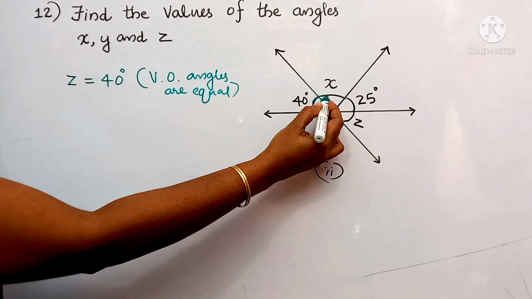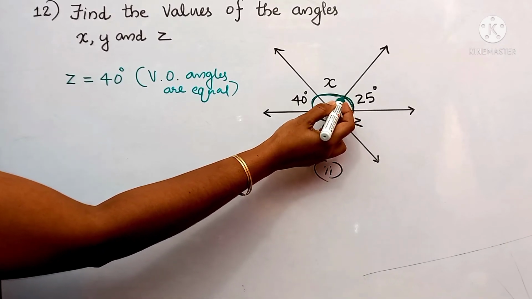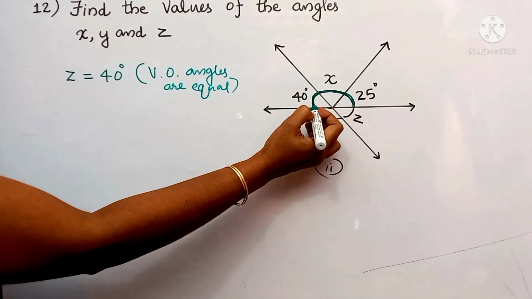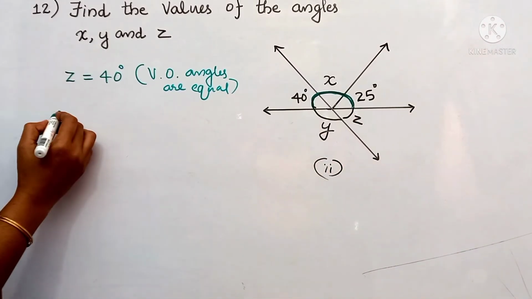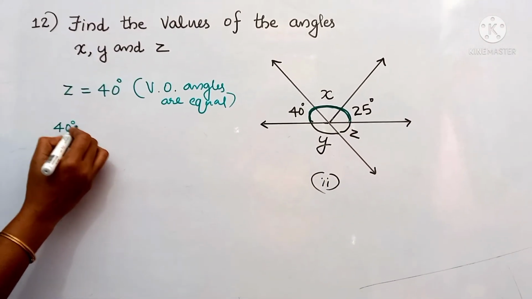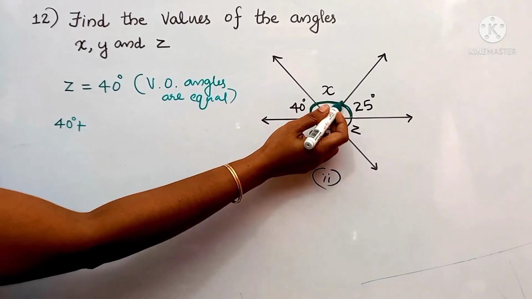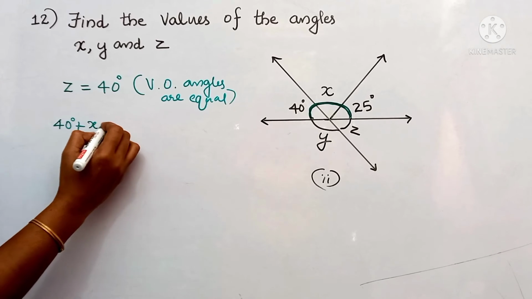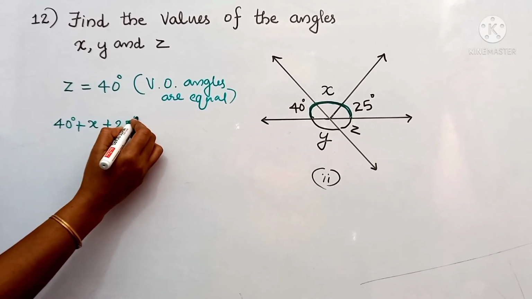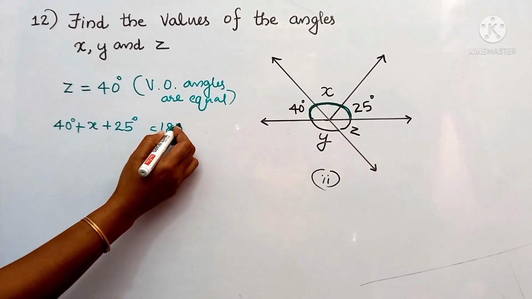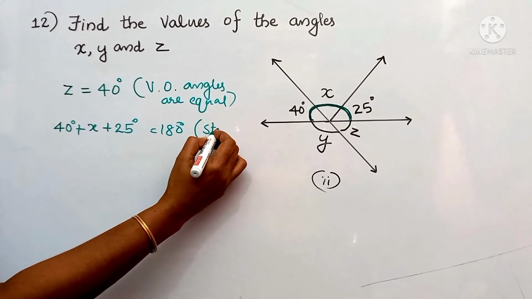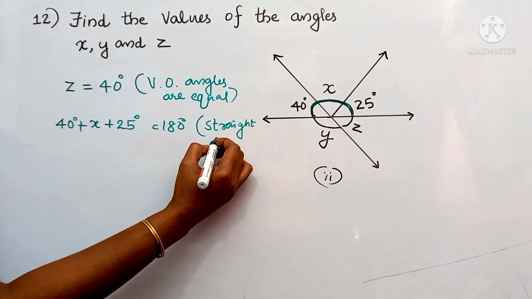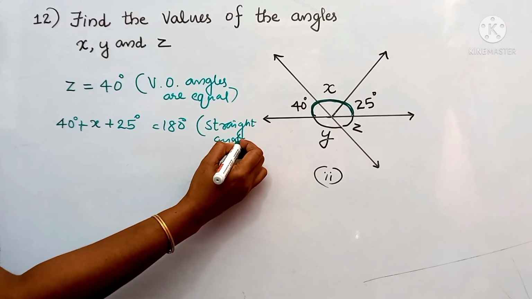Then next we can see this 25 degree is given here, so that here you see this 40 degree, x and 25 degree, these three angles are on a straight line. We know a straight angle is equal to 180 degree. So if we are adding these three angles, we have to get 180 degree. 40 degree plus x plus 25 degree is equal to 180 degree because it is a straight angle. Those three angles are on a straight line.